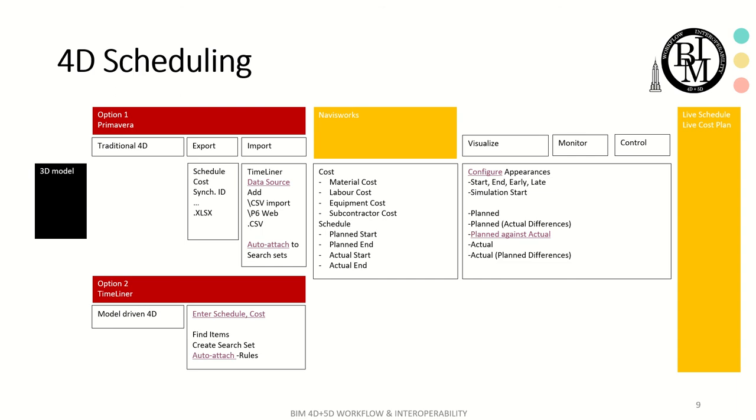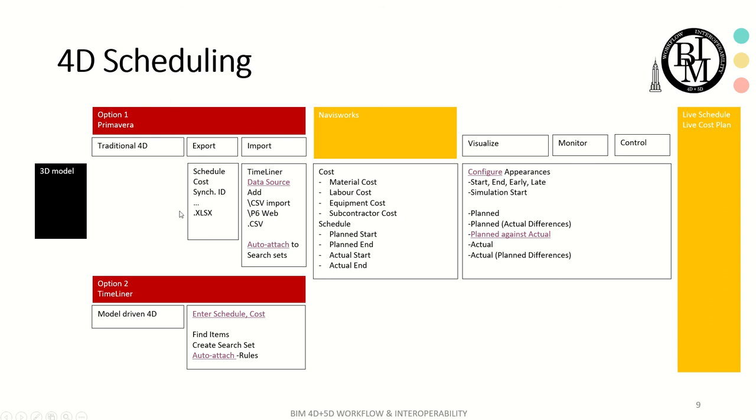So 4D scheduling is very simple. There are two options. One is traditional 4D, and the other is model-driven 4D. Traditional 4D is that, let's say you did scheduling of the project using external software, for example, Primavera P6. So you created a schedule and you want to export that information and import to Navisworks, and you want to just visualize how it looks. Then this is what you use.